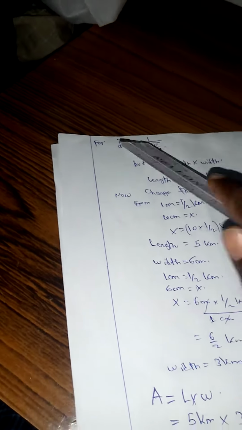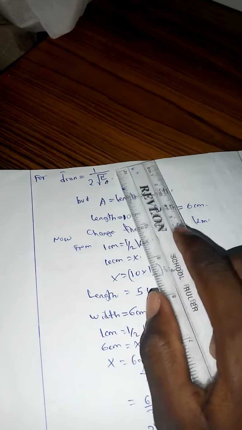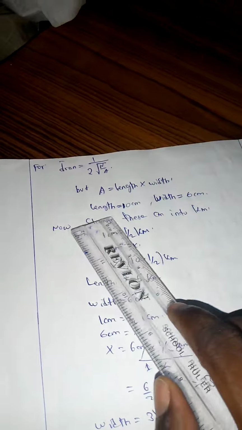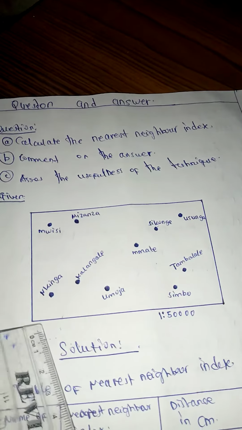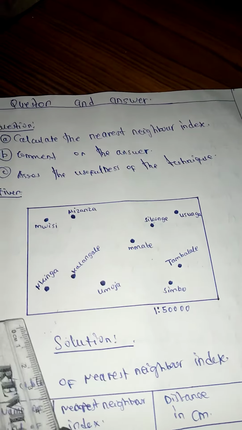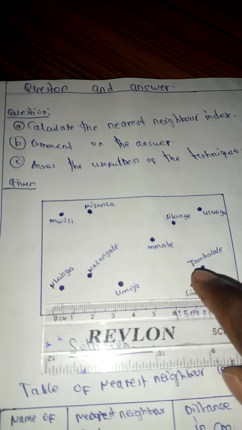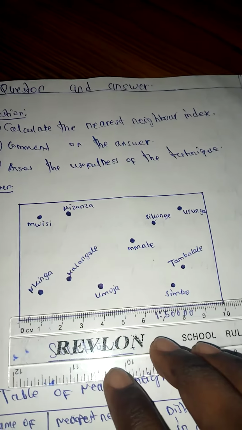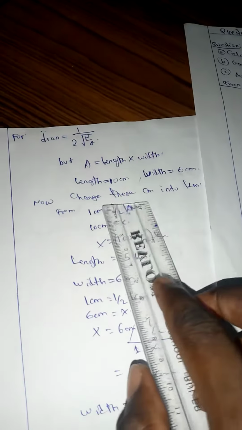Look for D mean ran, which is 1 over 2 square root n over a, but a is length times width. How to get length? Length here, go to your map or figure. This is the length. So we are required to measure this length and also to measure this width. Here, let me measure in centimeter from 0 to here will be 10 centimeter. Length will be 10 centimeter.